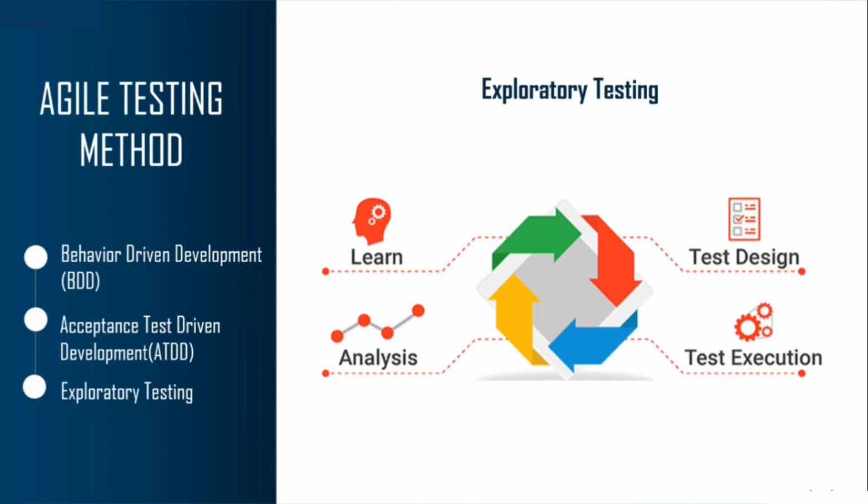So these are the three types of agile testing methodologies. There are various types of agile methodologies, but in today's session we have seen only three: behavior driven development, acceptance test driven development and exploratory testing.